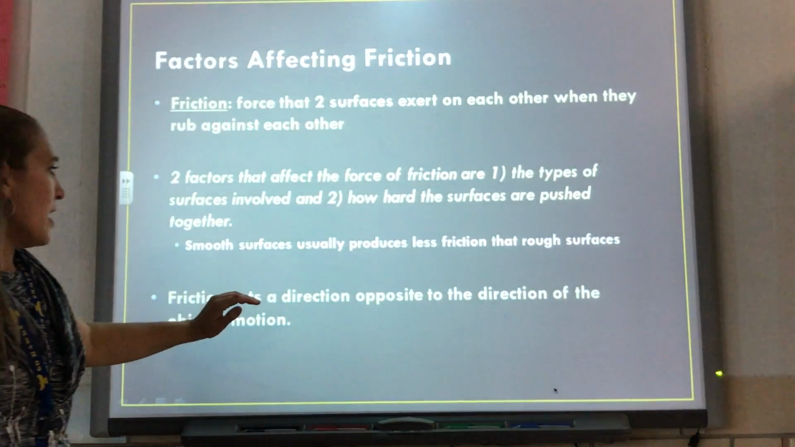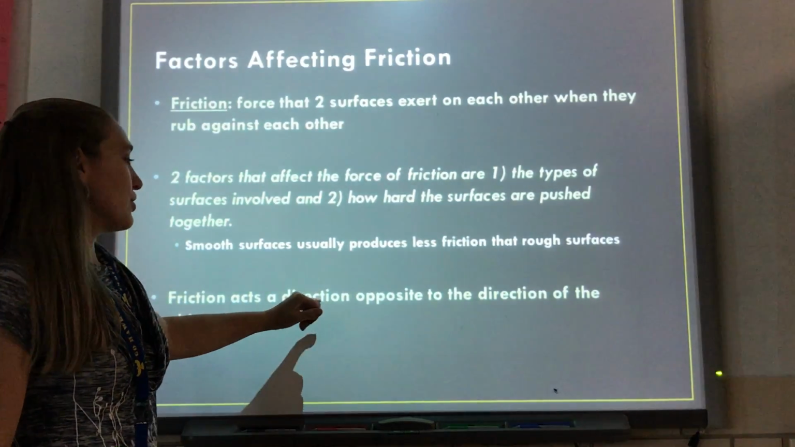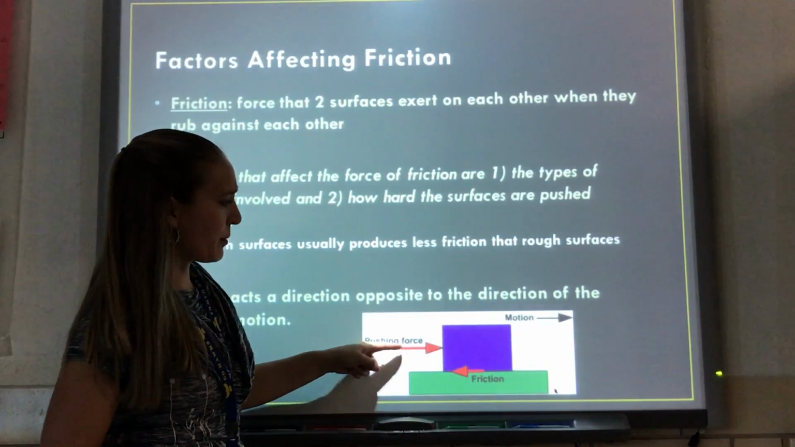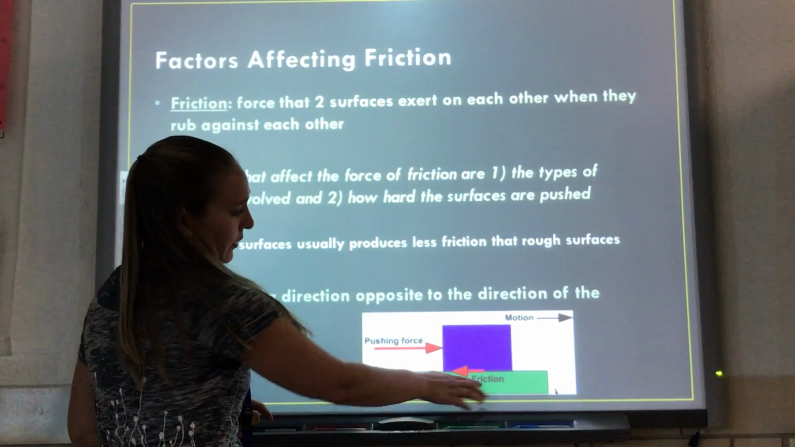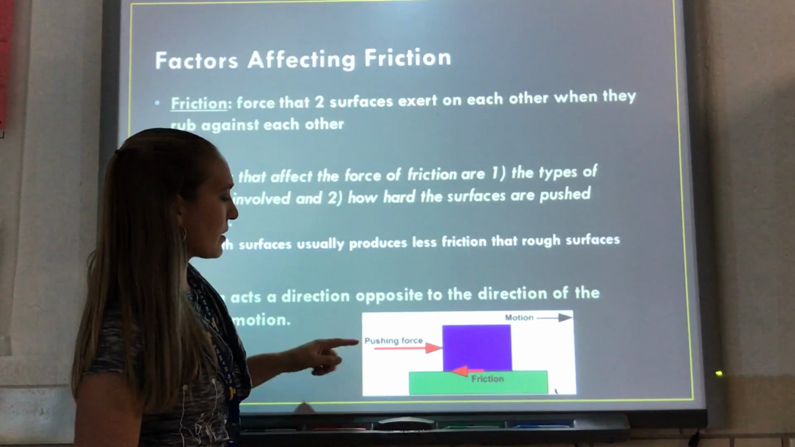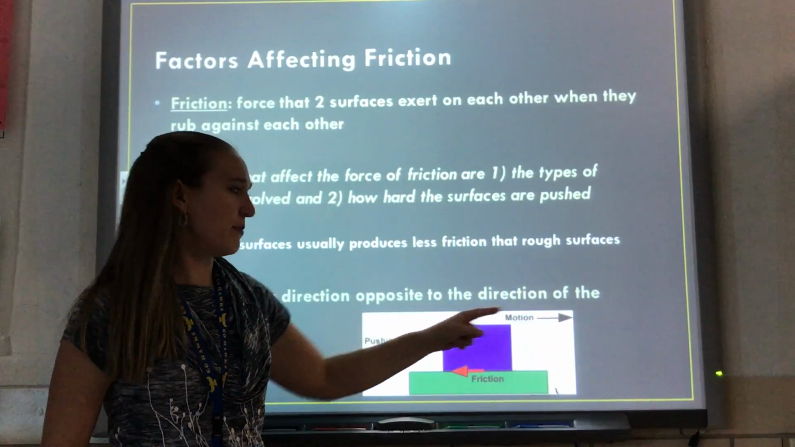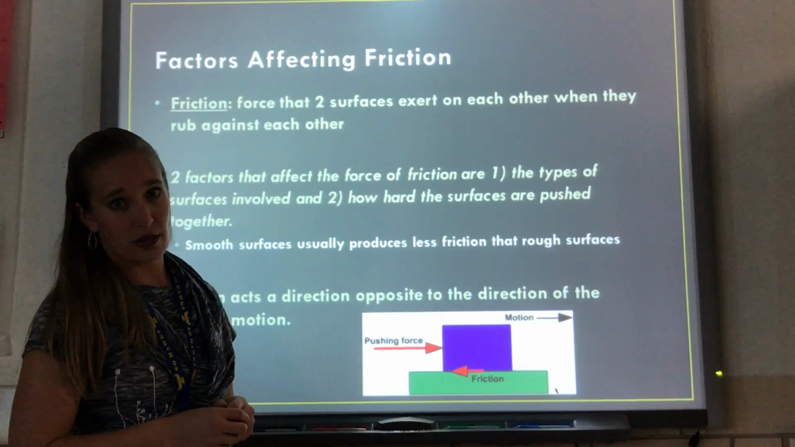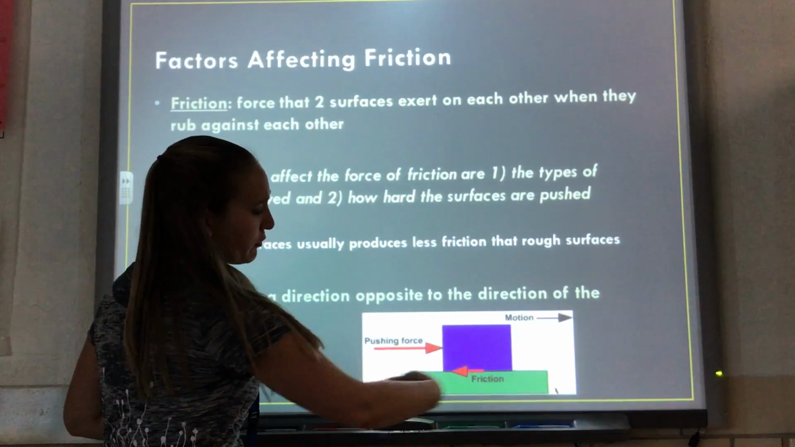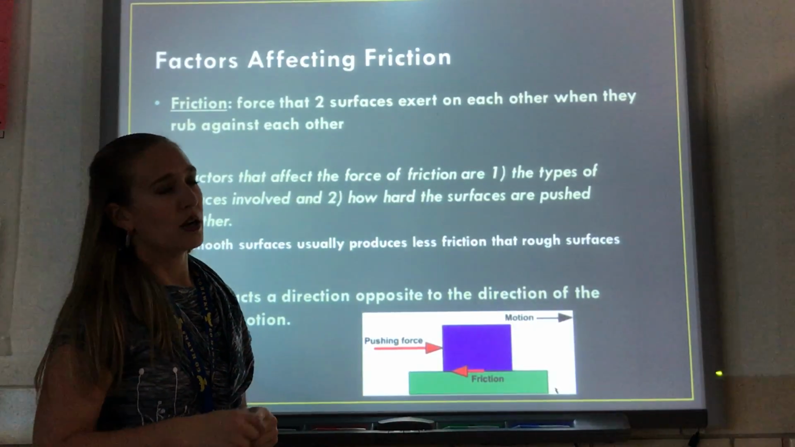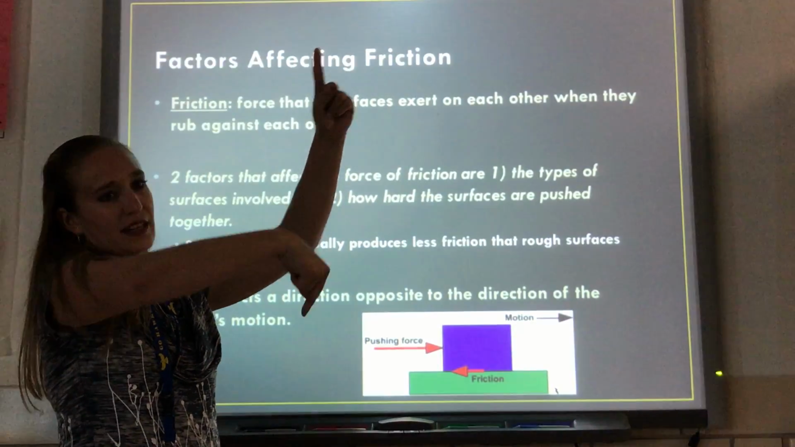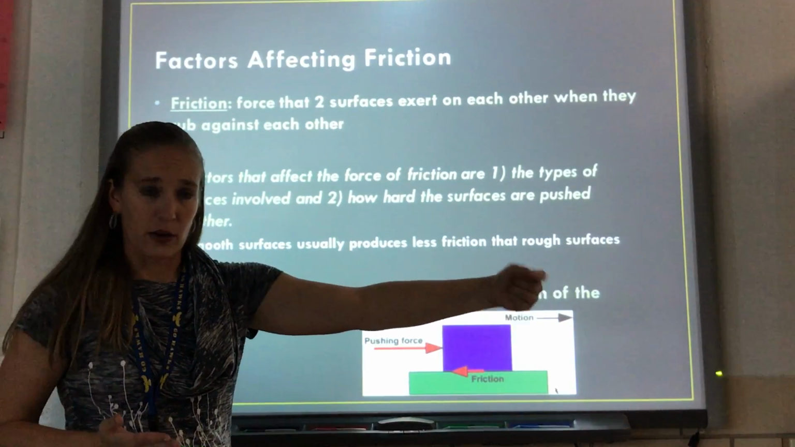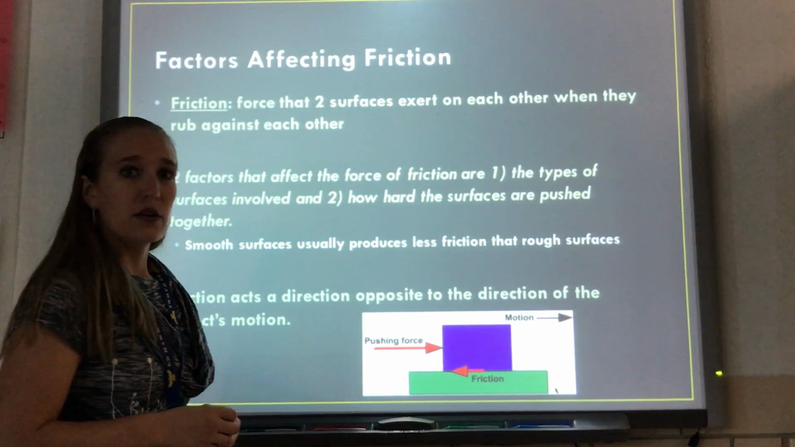It acts in a direction opposite to the direction of the motion. Meaning, if we're pushing a box across this way, okay, we've got the green table, the bluish purple box, and we're pushing the object this way, that's the direction the motion's going in, friction acts in the opposite direction. So motion this way, friction in the exact opposite direction. If something's moving up, friction's acting down. If we're sliding across an ice rink and we're going that way, friction acts in the opposite direction.